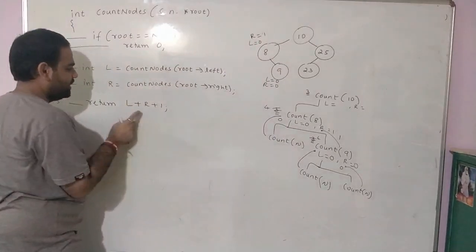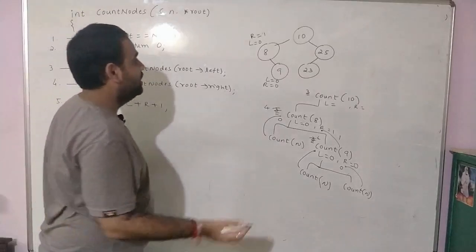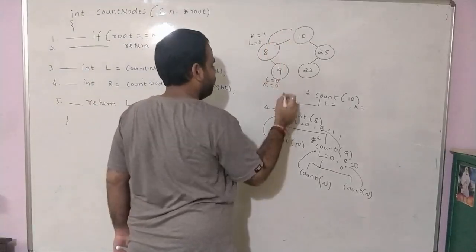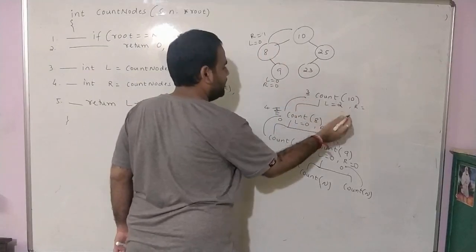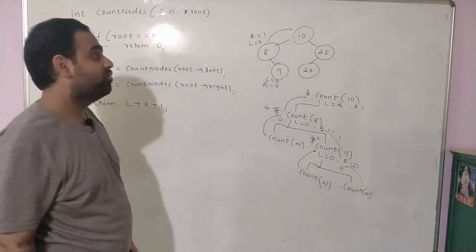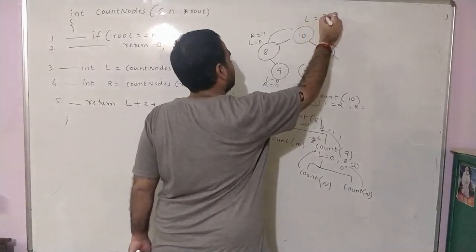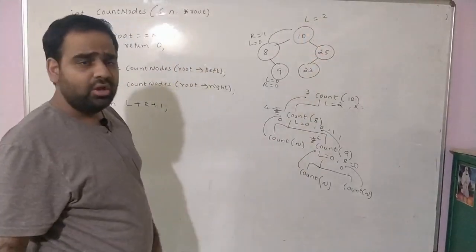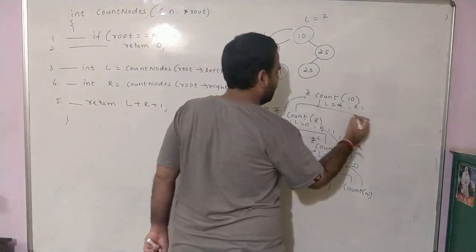Now you have executed line number 4. Now you have to execute line number 5. Return L plus R plus 1. Return 1 plus 0 plus 1. What is it? It is 2. And you return to line number 3, which says the number of nodes with respect to LHS of 10 are equal to 2. Now you compute the number of nodes with respect to RHS.